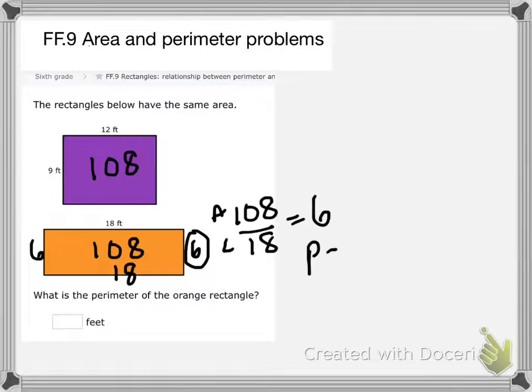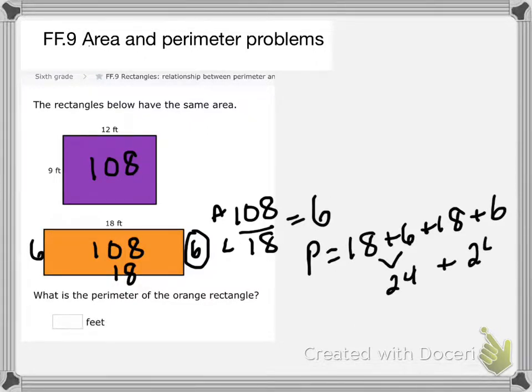To find the perimeter, we're going to add up all those pieces. 18 plus 6 plus 18 plus 6. Well, 18 plus 6 is 24. And then add another 24. That gives us a perimeter of 48.